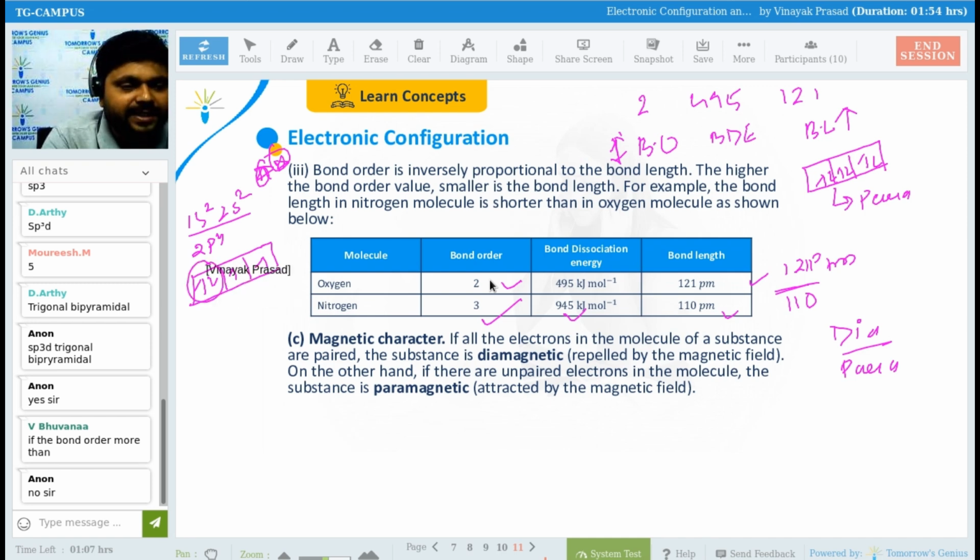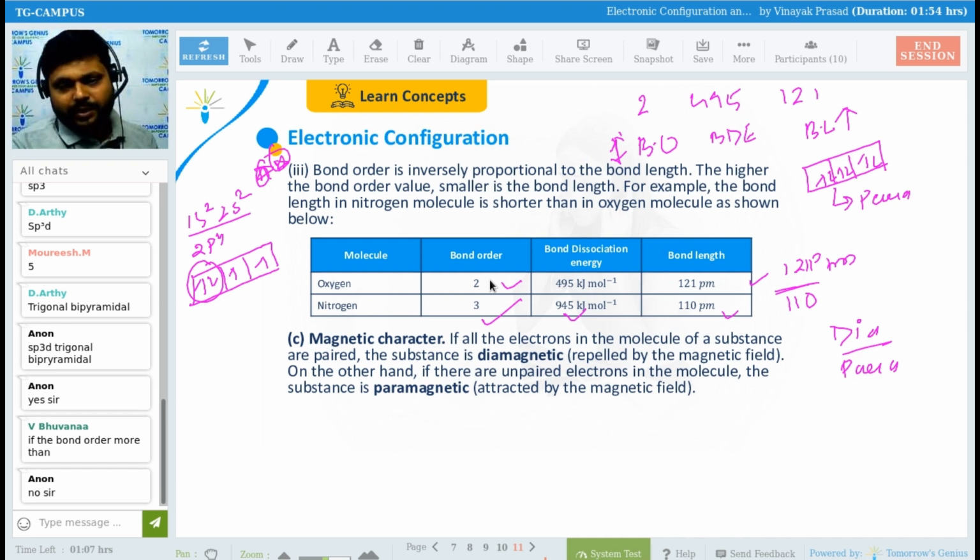So if it is filled and it has an even number of electrons in its orbitals, it must be showing diamagnetic nature. Yes or no? What do you say? If it has a paired number of electrons, it will be called diamagnetic in nature. But how oxygen shows its paramagnetic nature, I will show you here. I will also play one video for that. But first of all, try to understand from here, right? If all the electrons in the molecule of a substance are paired, the substance is diamagnetic, right? So this oxygen must be diamagnetic in nature.